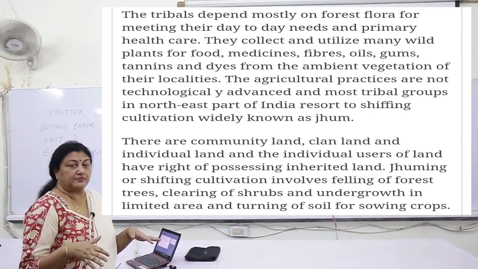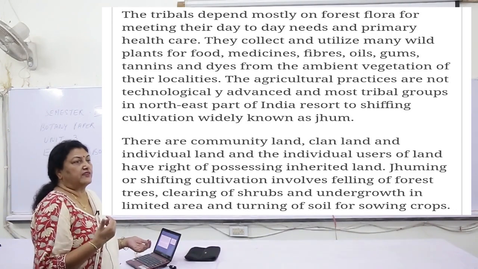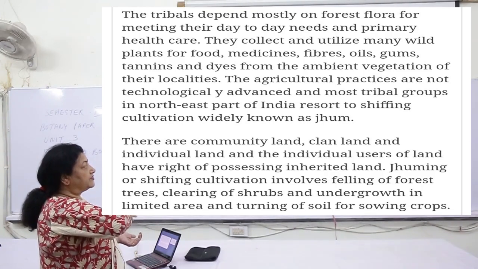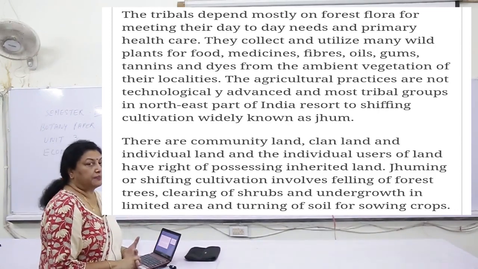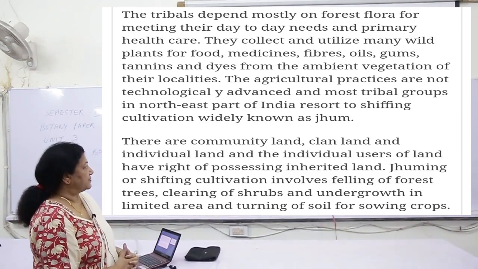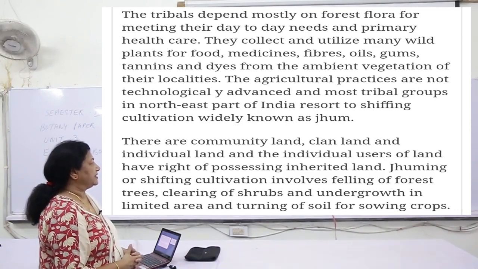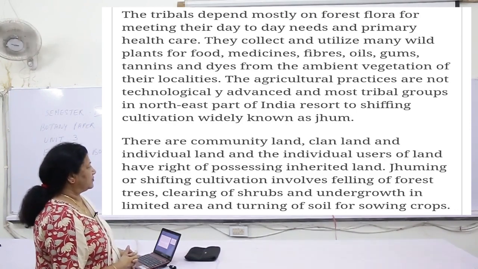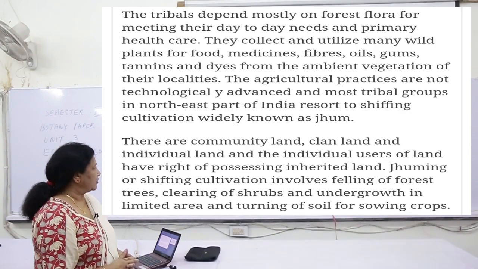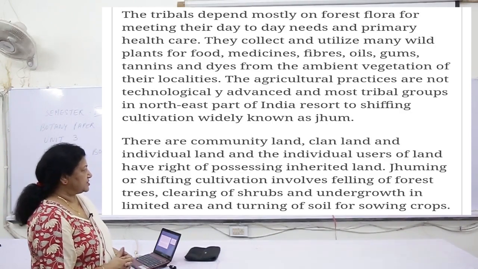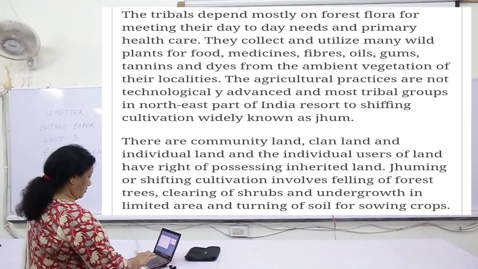But the moment that land becomes infertile, or the fertility of the soil is lost, or due to rains the topsoil cover is removed from that place, they shift from that particular place to another place. Such type of cultivation practiced by the tribals is known as jhum cultivation. They have community land, clan land and individual land, and the individual users of land have the right of possessing the inherited land. Jhuming or shifting cultivation involves felling of forest trees, clearing of shrubs and undergrowth in a limited area, and turning of soil for the sowing of the crops.